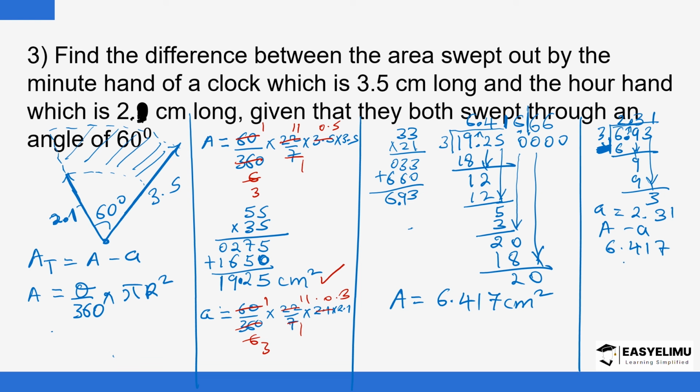So A minus a should be 6.417 minus 2.310, which is 4.107. So the area that we are looking for is 4.107 square centimeters. So that is how you go about it.